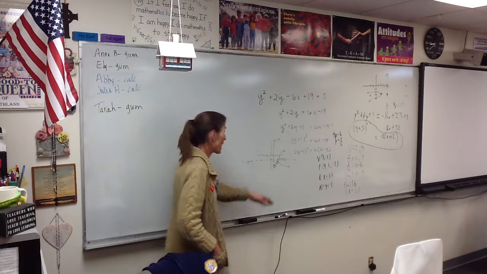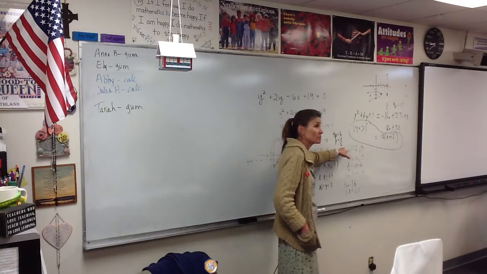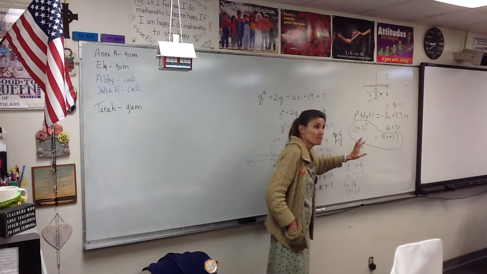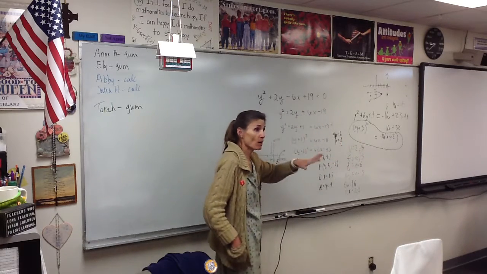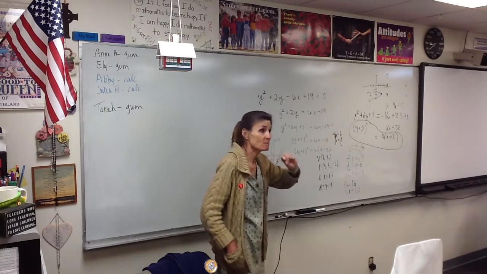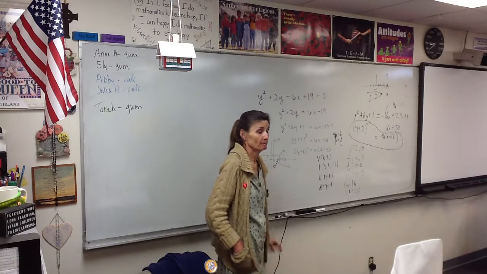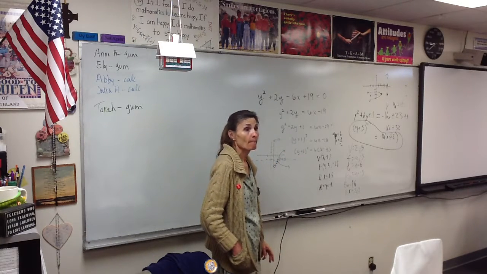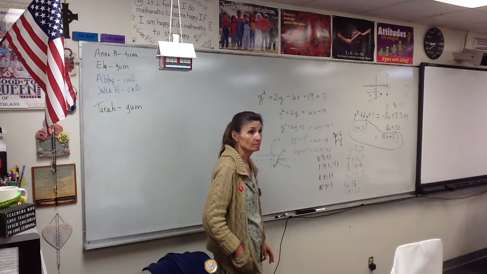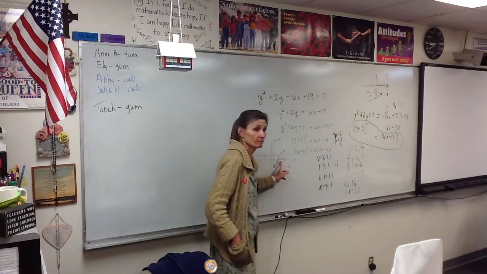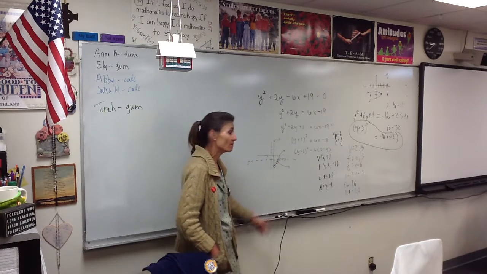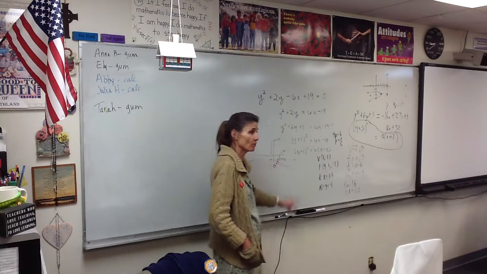When you get these fractions, like P was 3/2, if you're comfortable with the fractions, use the fractions. If you want to think of them as decimals, use decimals, it doesn't matter. So you just move over 1.5 from the vertex to find your focus.